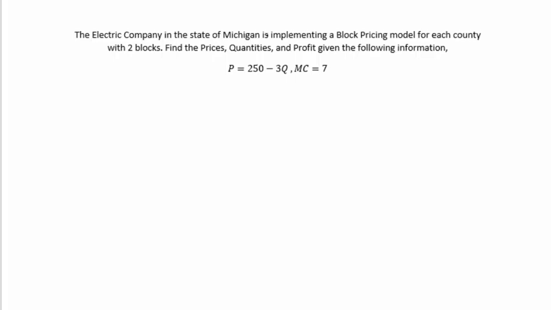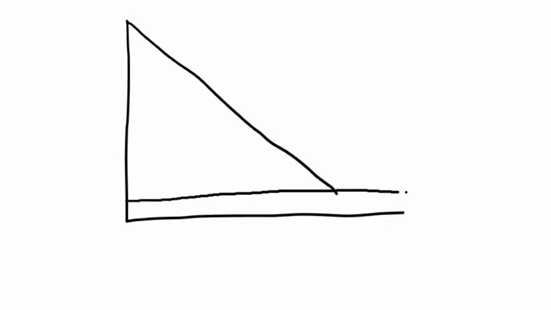And they give us a price function of P equals 250 minus 3Q and a marginal cost of 7. So what exactly is block pricing? Well, a thing that helps is to draw our graph. And we have our price function that looks like this, and our marginal cost function, which looks like that. So we have our marginal cost and our price functions, and these are on the price and quantity axes.